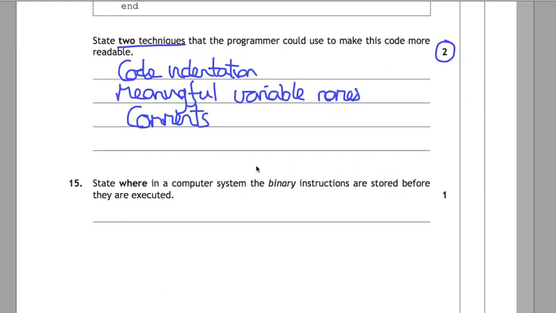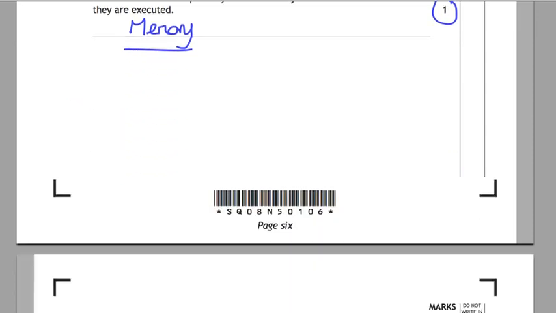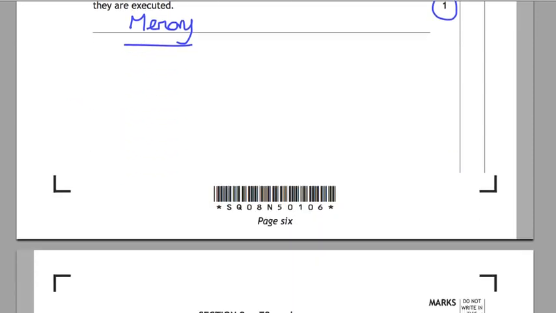And where in a computer system are binary instructions executed, or stored before they're executed? That is the computer's memory, okay, so the computer holds data, but also holds instructions, and that's your computer memory, and that is your next mark, and that is section 1 finished.